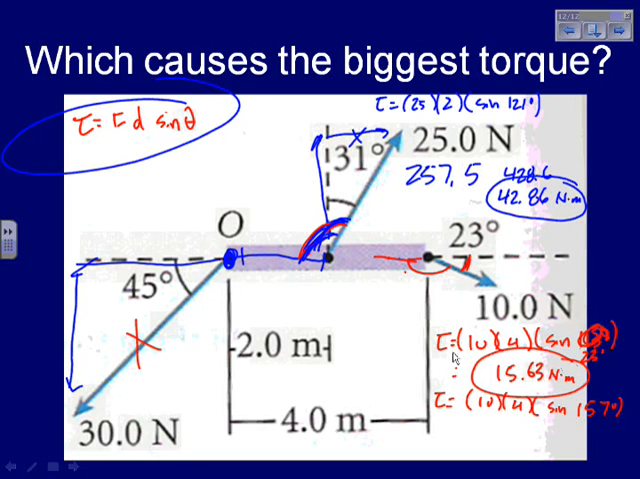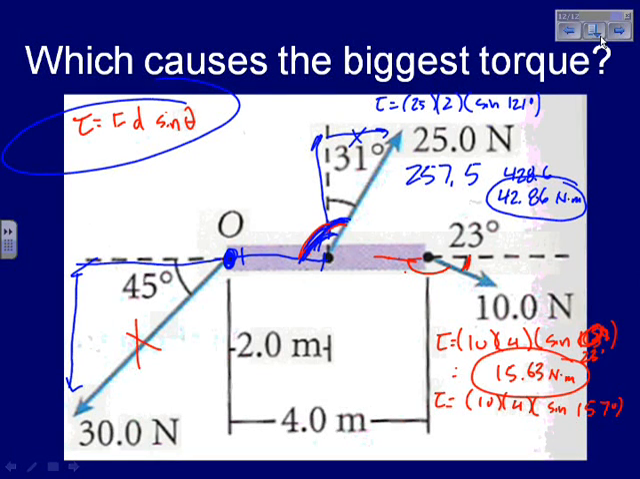So, this rotating object is going to spin this way, right? Counterclockwise based on the torque that we've calculated. Good there? Okay, good. Top one is the biggest torque.